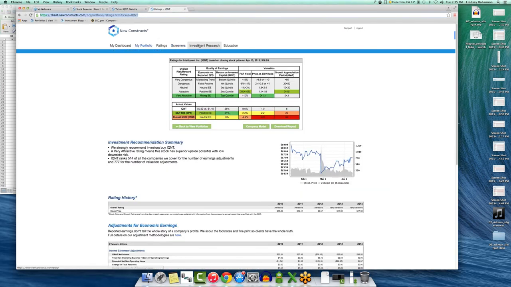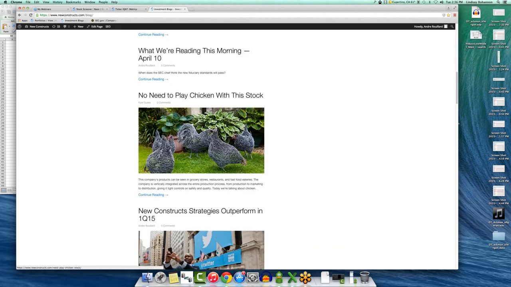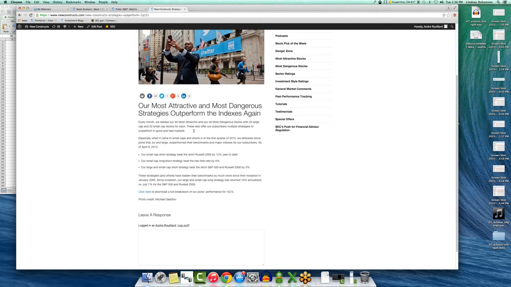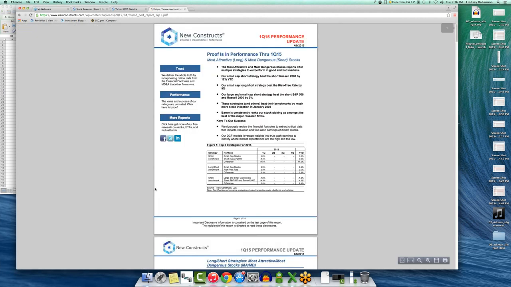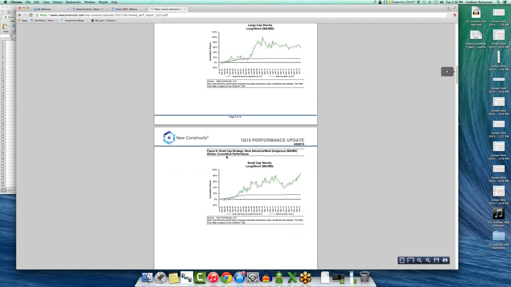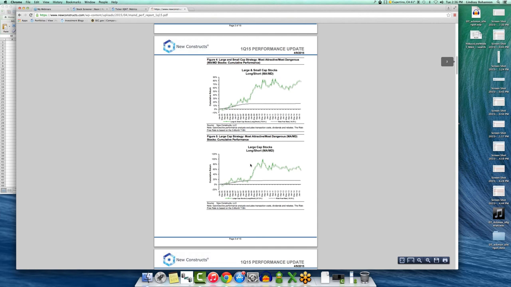However, we can go back to the investment research screen here. And we can see that some of our strategies outperformed in 1Q15, specifically our small cap short and our small cap long short strategy this quarter. And then you can see further down that over time, our small cap stocks long and short, large cap stocks long and short, have all outperformed over time.